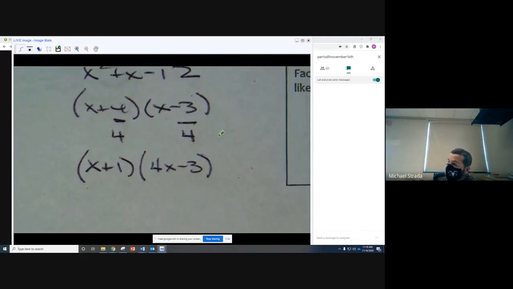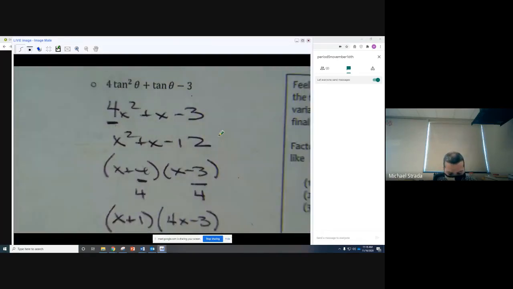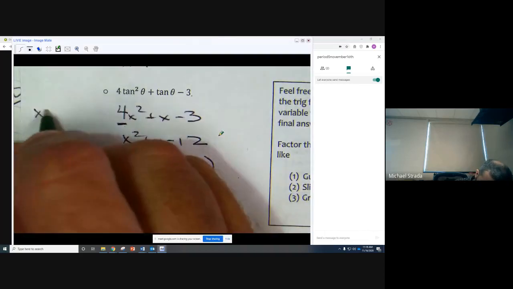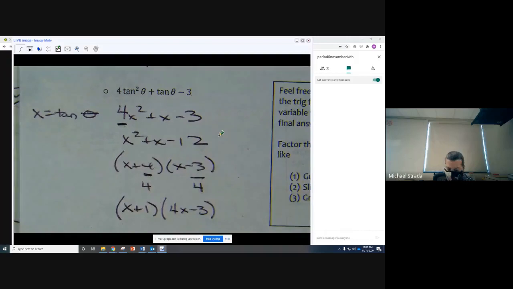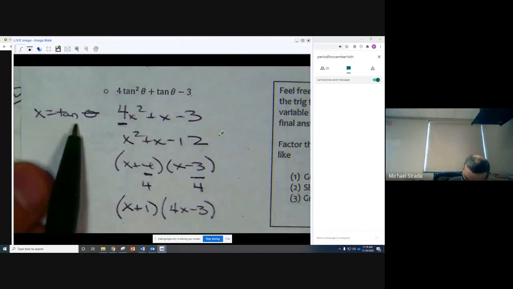All right? The only difference is it's not an x. What was it? It was tangent. So x is equivalent to tangent of theta. So in your final answer, instead of x, what would be the expression that's the variable? Tangent of theta.